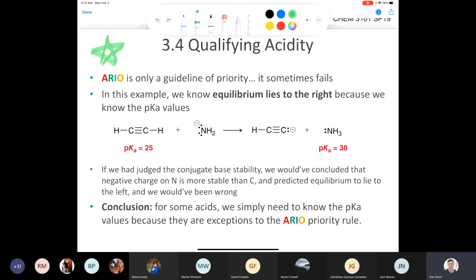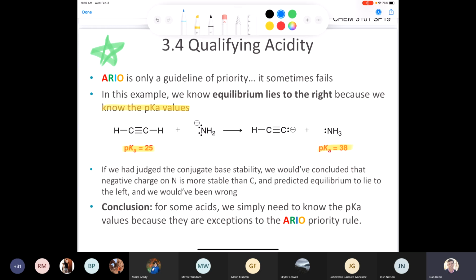If you compare the relative pKa's of this molecule and this molecule, so these are acetylene and ammonia, you can see that ammonia is a weaker acid, and so the equilibrium is going to lie to the side of the weaker acid. And we could say that because we know the pKa values.